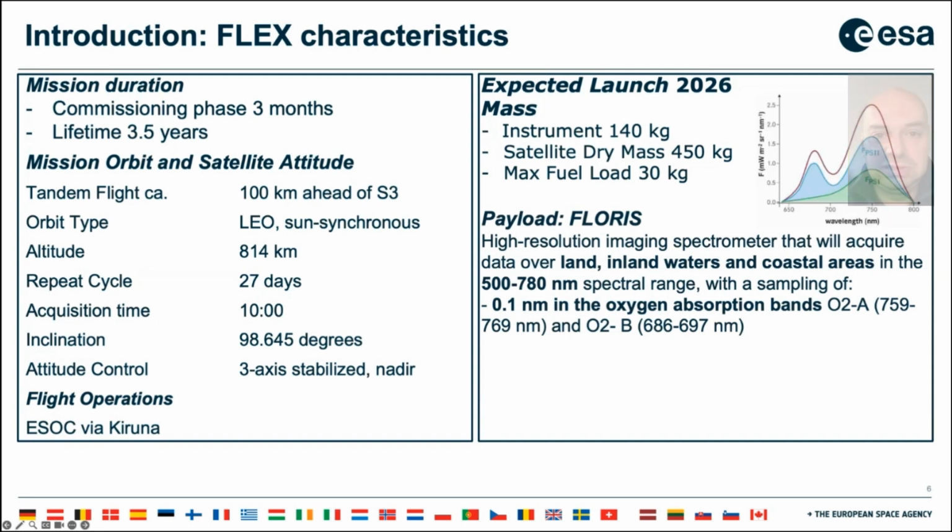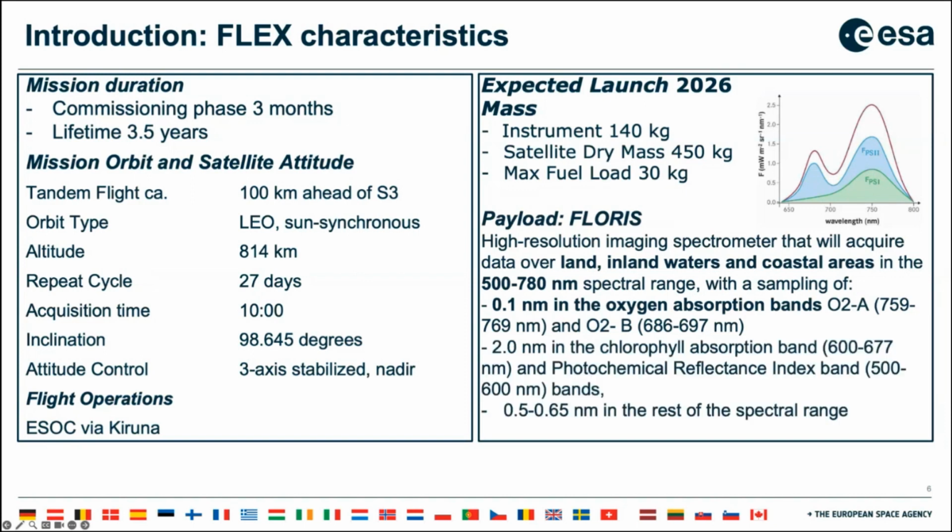And I added this image here, which I'm sure you all know very well, just to show that we need this very fine resolution to be sure that we can retrieve these very narrow fluorescence peaks. And for the rest of the spectrum, we'll have 2 nanometers in the chlorophyll absorption band and the photochemical reflectance index band, and then between 0.5 to 0.65 nanometers in the rest of the spectral range.